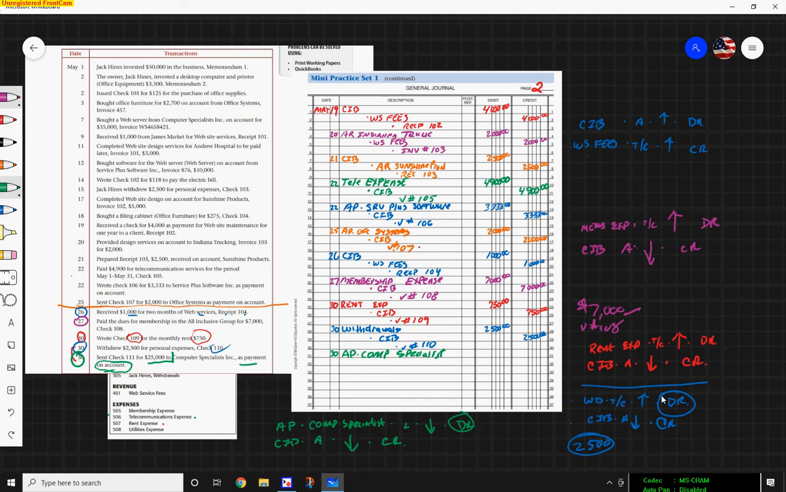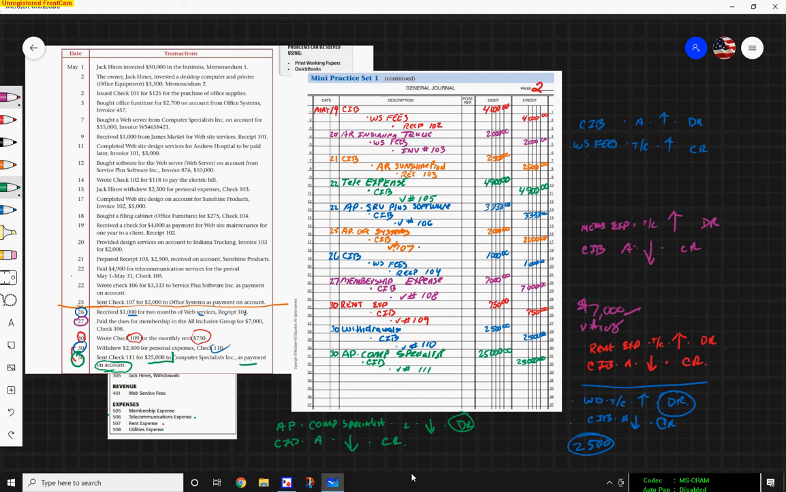and it was for $25,000. Mamma mia. That's a bit of money. And where did it come from? Cash in bank, 25,000. And where's the source document? Well, we wrote them a check. Check number 111.